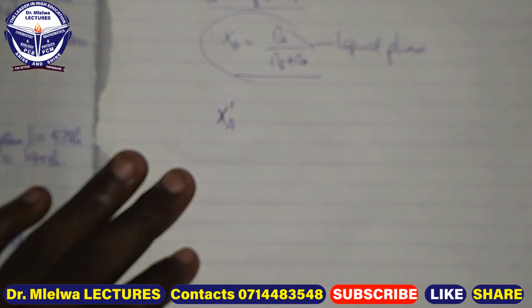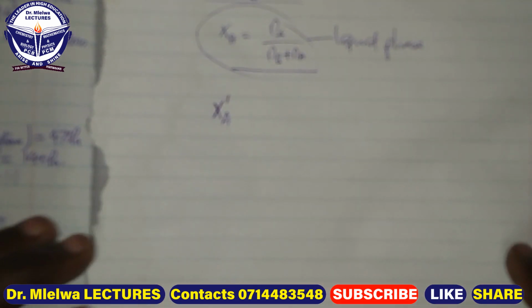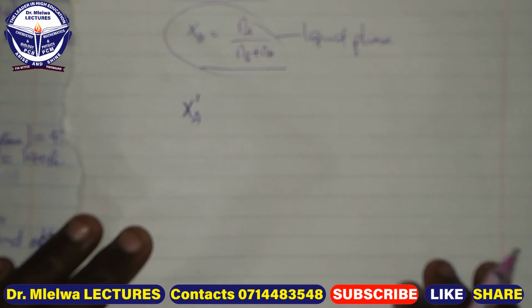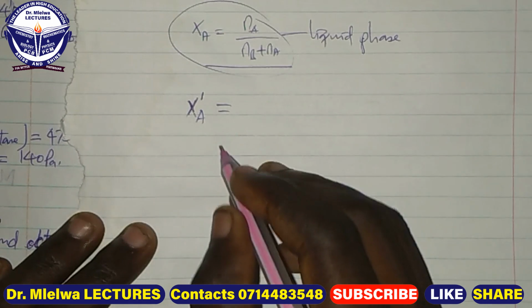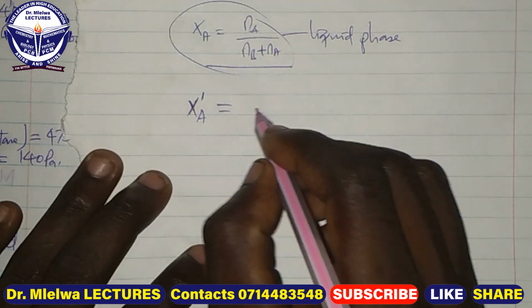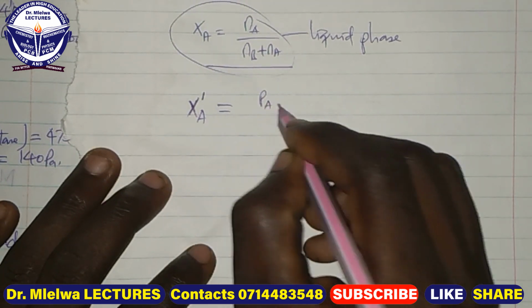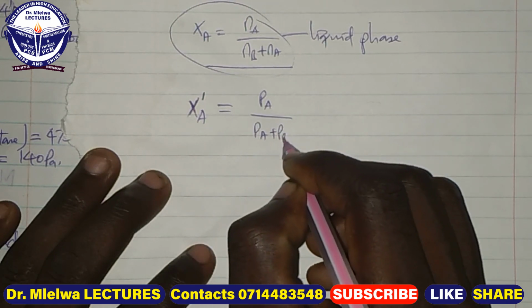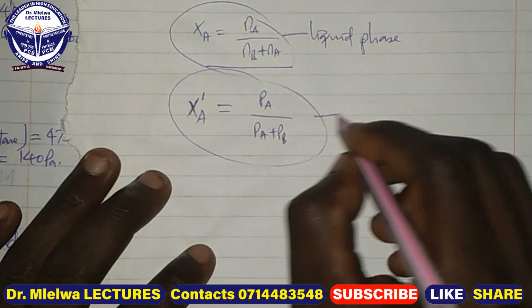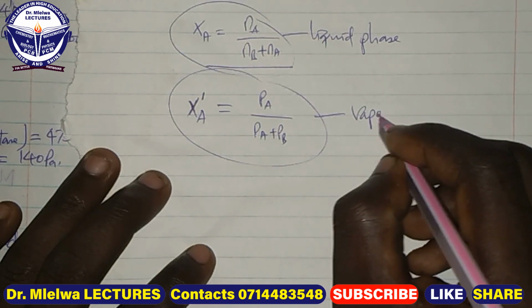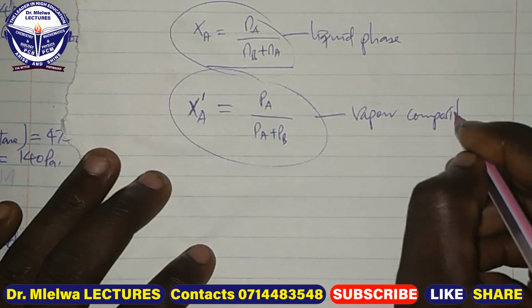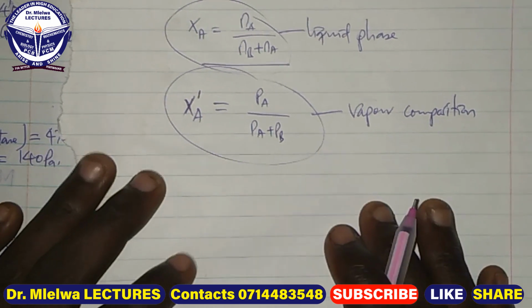How do we get this first vapor composition now? This is a very important concept for you to know. To get this one, we must take partial pressure of A divided by partial pressure of A plus partial pressure of B. So this is how we can get what we are calling the vapor composition. So for example, this is the first vapor composition.